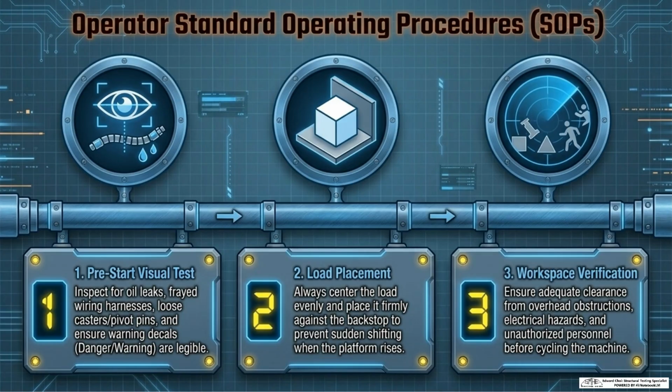Step 2. Load placement. Always center the load evenly and place it firmly against the backstop. This directly prevents shifting when the platform rises. Step 3. Workspace verification. Clearance from overhead obstructions. No electrical hazards. No unauthorized personnel in the tilt zone. 3 steps. Every cycle. No exceptions.